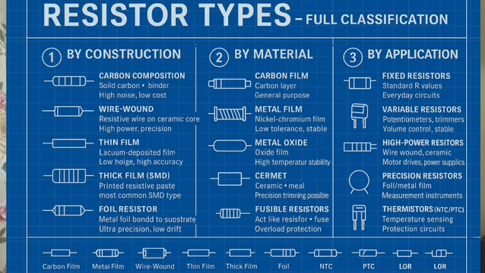When it comes to by material, carbon film resistors, as the name implies, are made with a carbon layer by layer. Likewise, metal film, as the name implies, is made up of nickel chromium film with a low tolerance to maintain high stability. Metal oxide is made up of oxide film to maintain high temperature stability across the circuit.